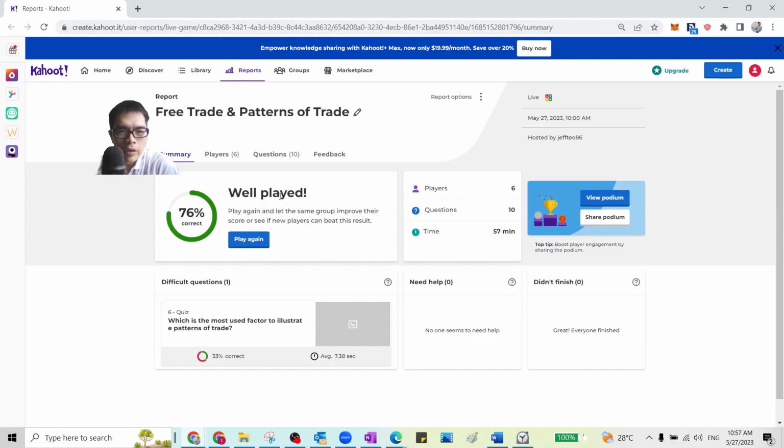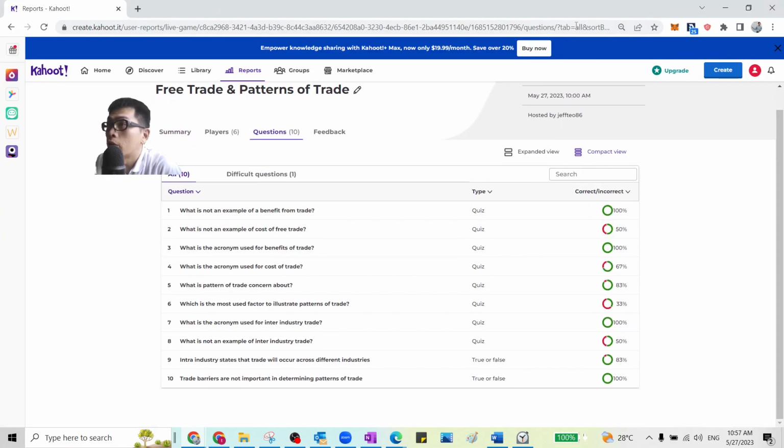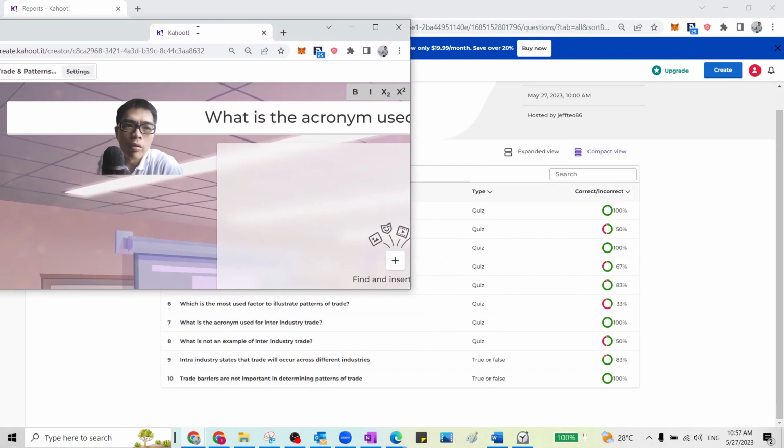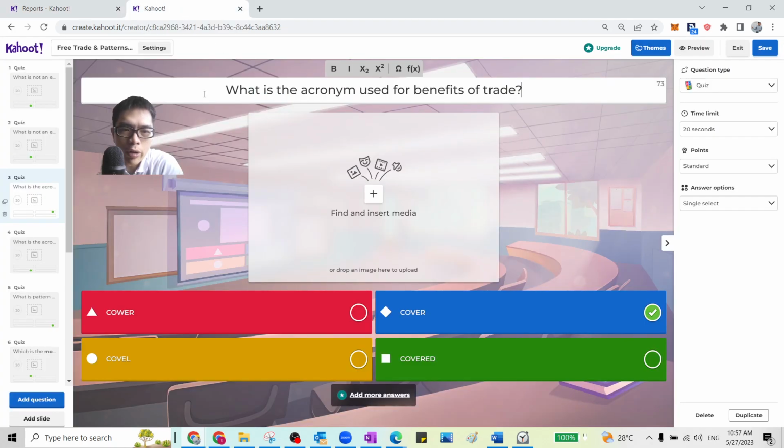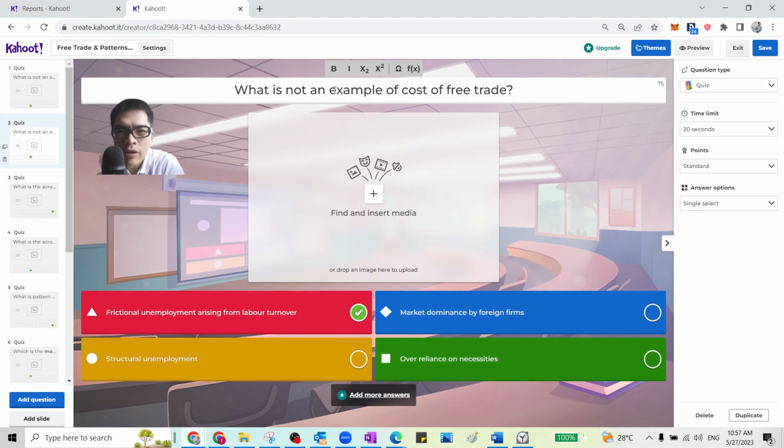I'll leave this and let's look at the questions that we want to address. I'll pull up the quiz here. One question at a time. What is not an example of cause of free trade? We eliminate the wrong choices first. Structural unemployment and over-reliance on necessities are part of VAWT, right? So these two are eliminated. So it's going to be distributed among the two. Remember, VAWT is just a basis for you to start. It does not encompass all the points.